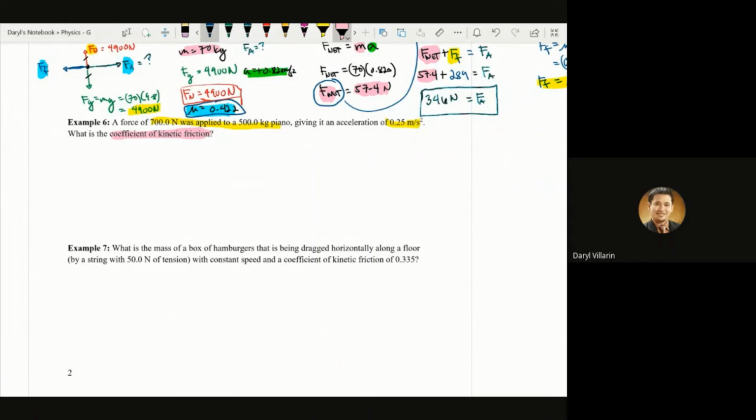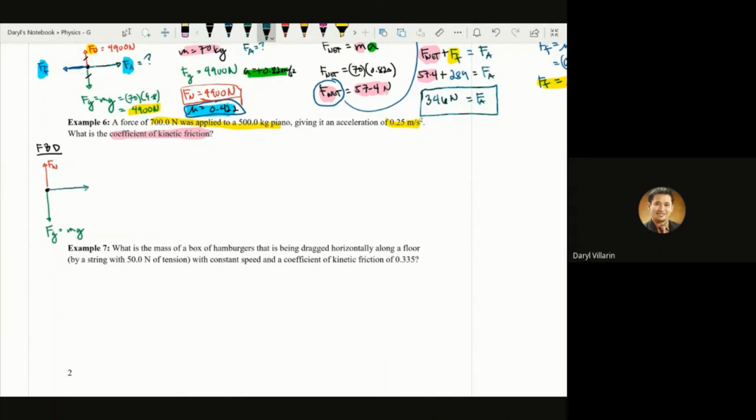So again, to start, always in this unit, you always start with a free body diagram. Make your object a dot. And you have, in this case, FG. The magnitude of your FG is just the product of the mass and the acceleration due to gravity. And then you have the normal force, that is upward.